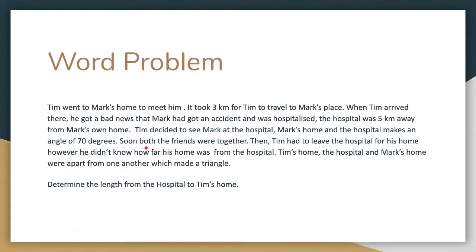Soon, both the friends were together. Then, Tim had to leave the hospital for his home. However, he didn't know how far his home was from the hospital. Tim's home, the hospital, and Mark's home were apart from one another, which made a triangle. Determine the length from the hospital to Tim's home.